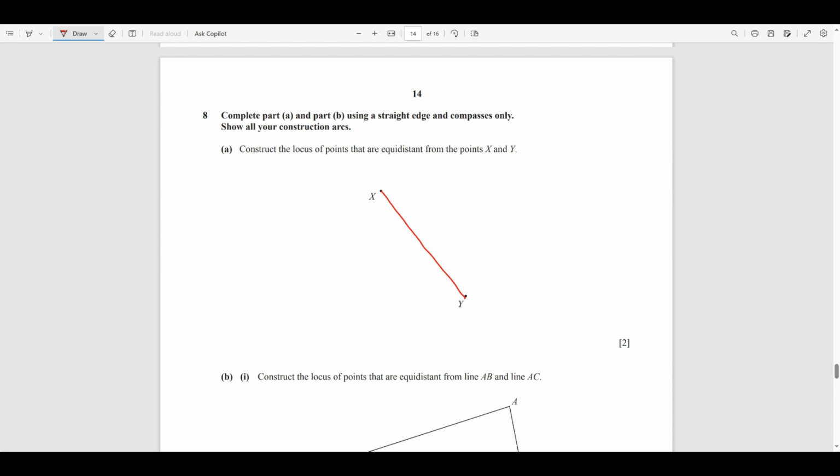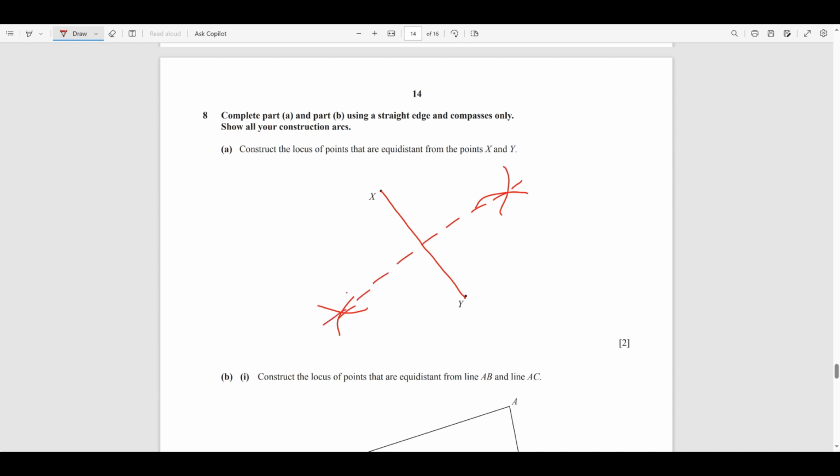For a perpendicular bisector, you need to open up your compass to more than half, put it on X, make an arc on the top of the line, make an arc on the bottom of the line, and then use the same radius to put the needle on Y and make exactly 2 arcs the same way. Then try to connect them, right? I like to connect them with a dotted line, so you can do whatever you like.